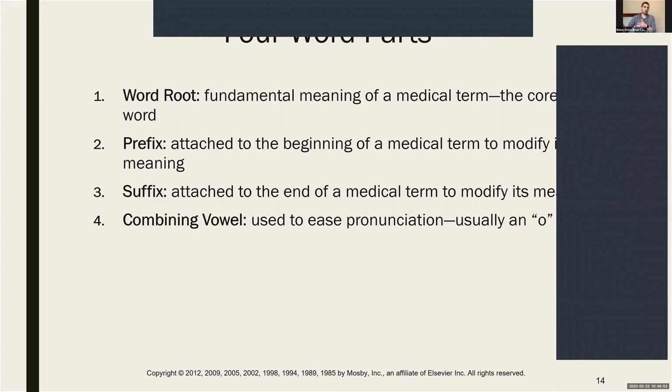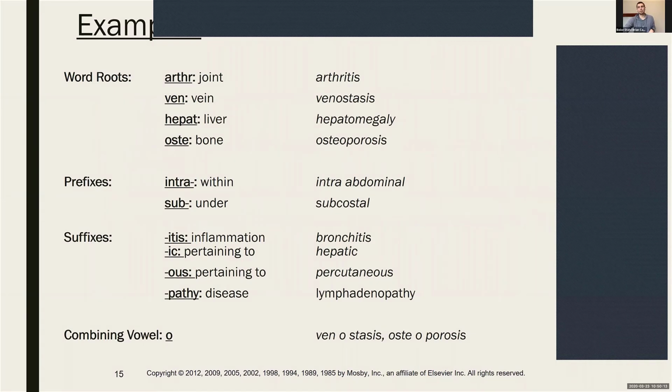The suffix then goes towards the end of the term, and it is another qualifier that is going to alter the word root to some extent. And then combining vowels are simply parts of the language that we put into the word in order to make it easier to say. And we'll see good examples of that as we move forward.